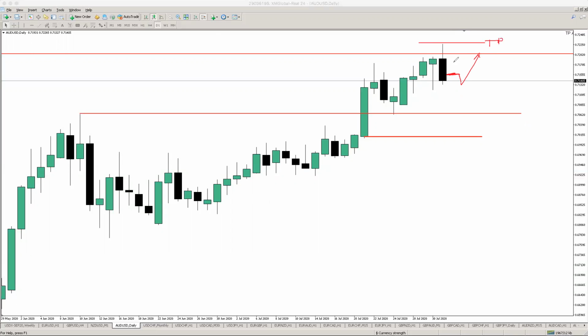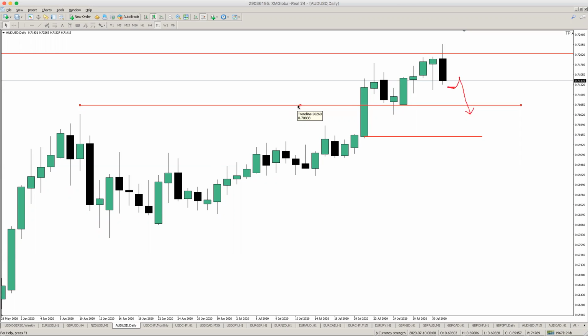Now scenario number 2 is we expect them to come down to this zone, correct? So if they open lower, let me clear this. If they open lower, we expect them to trade higher, slightly, and then trade lower into this zone. Let me refine my entry there for your buy. So this is going to be my entry for the buy.